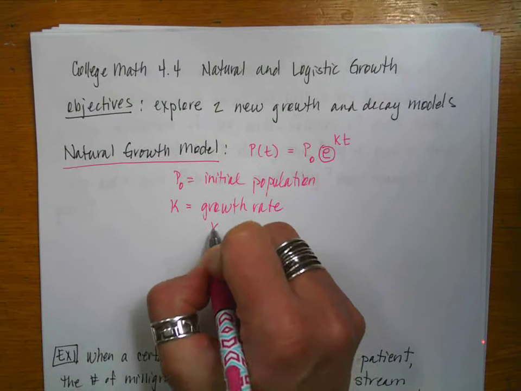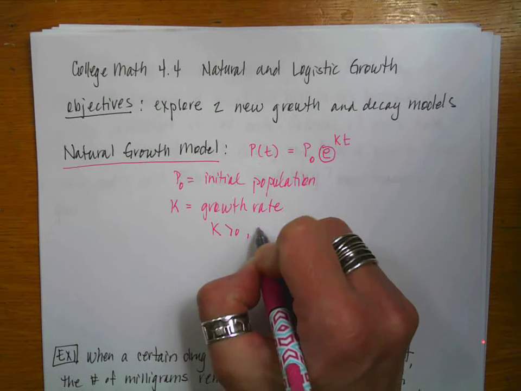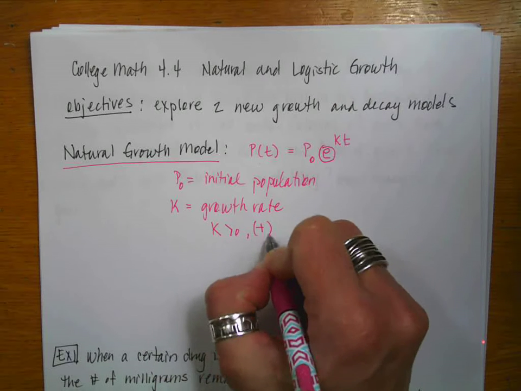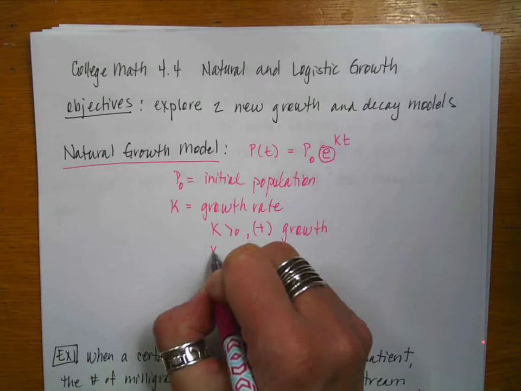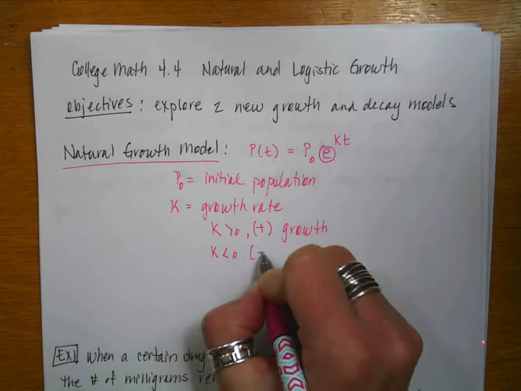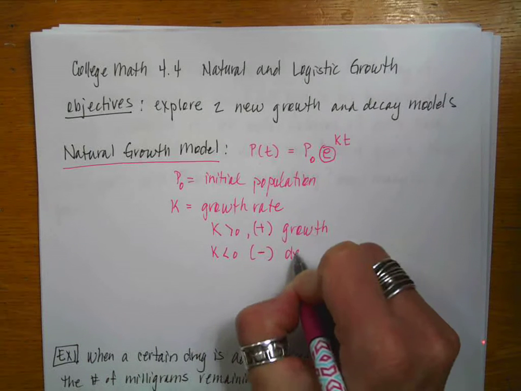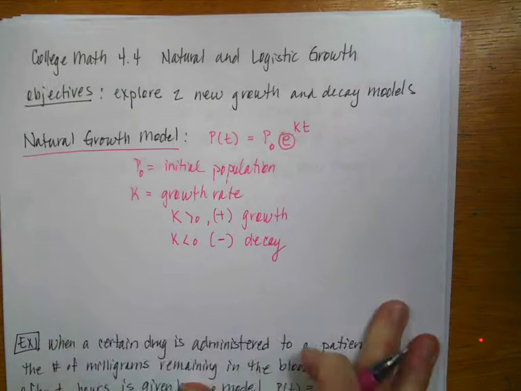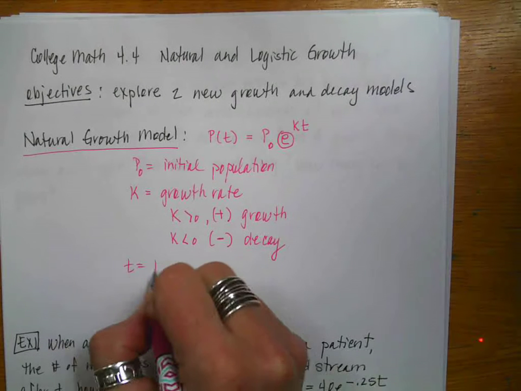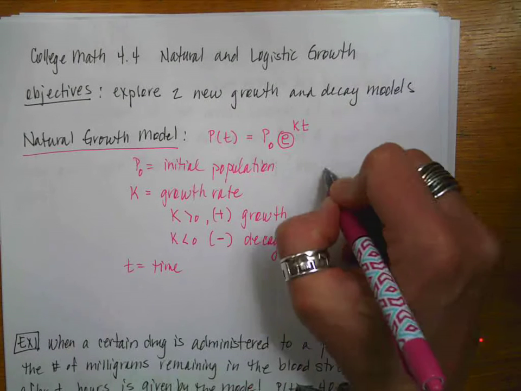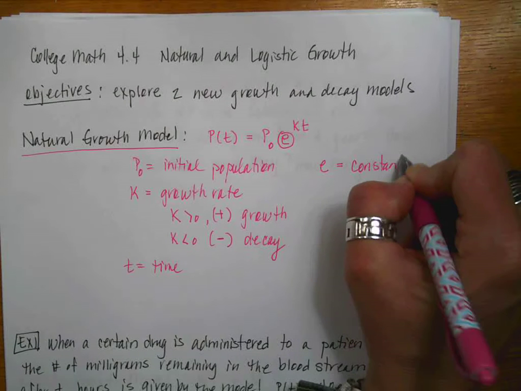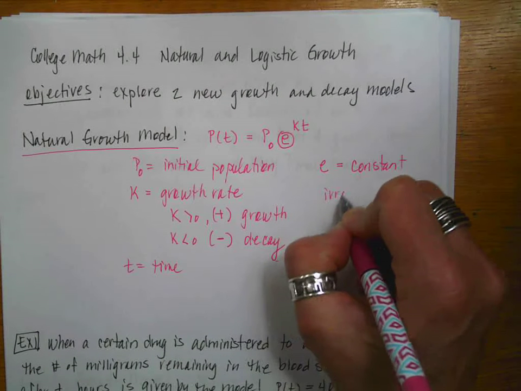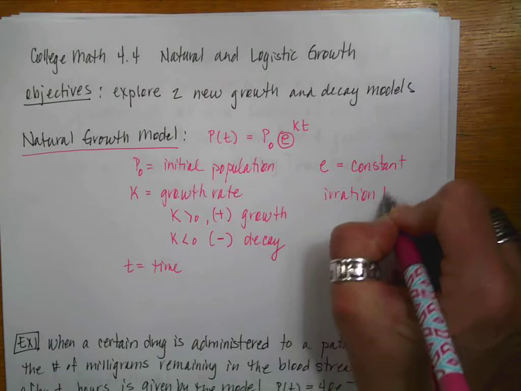And for this one, if k is greater than 0, meaning that k is positive, then that means that the function is growing. And if k is less than 0, meaning that it's negative, then that means we're going to have decay. T is obviously going to be time. And then e is a constant, and it is an irrational number.